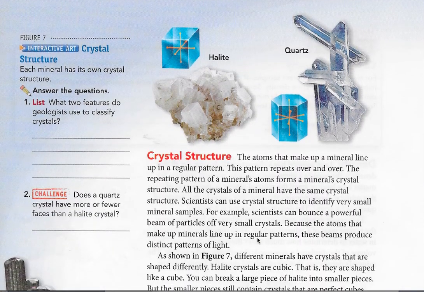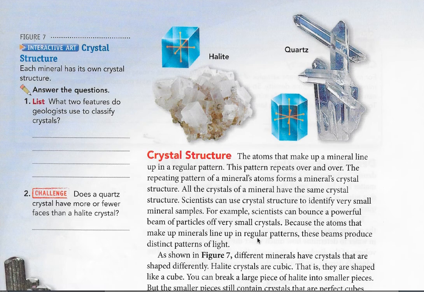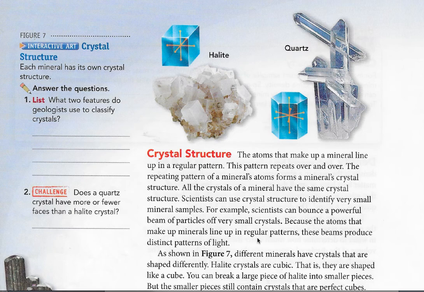All right, crystal structure. Next part of your notes here. The atoms that make up a mineral line up in a regular pattern. That's what you're writing. The pattern repeats over and over. The repeating pattern of a mineral's atoms forms a mineral's crystal structure. All the crystals of a mineral have the same crystal structure. Scientists can use crystal structure to identify very small mineral samples. For example, scientists can bounce a powerful beam of particles off very small crystals. Because the atoms that make up minerals line up in a regular pattern, these beams produce distinct patterns of light.